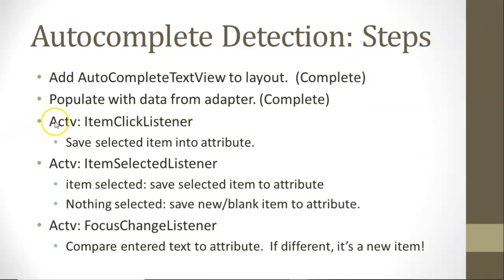In this video, we're going to take a look at the autocomplete text view, which I'm abbreviating here, ACTV, and we're going to use a combination of listener events to determine if the user has selected something that already exists, or if the user has typed something new that does not exist. So we're going to focus on the OnItemClickListener, the OnItemSelectedListener, and then the OnFocusChangeListener.